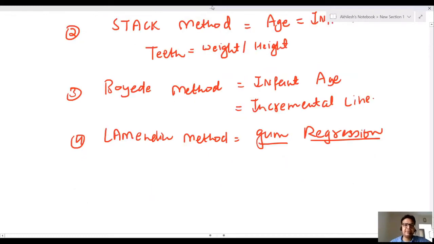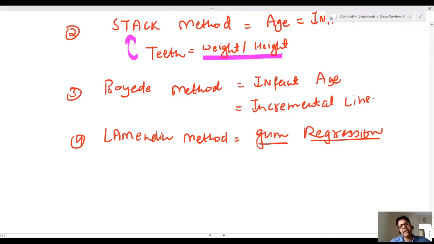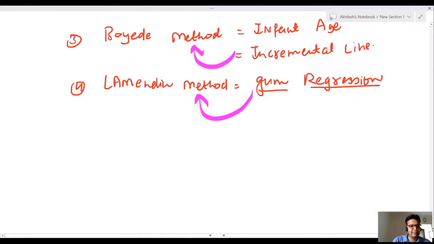Again, I'm revising, my dear friends. By teeth, weight, and height, we examine the age. This is the Stack method. By incremental line of infant, we decide the age. That is the Boyd method. By gum regression, we decide the age. This is the Lamondine method.